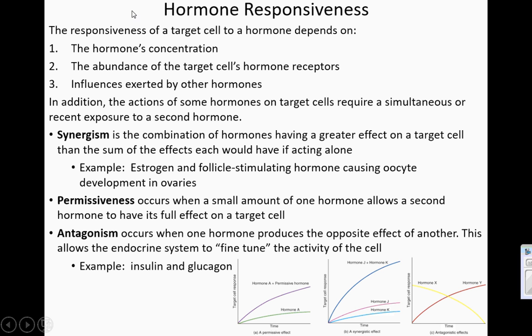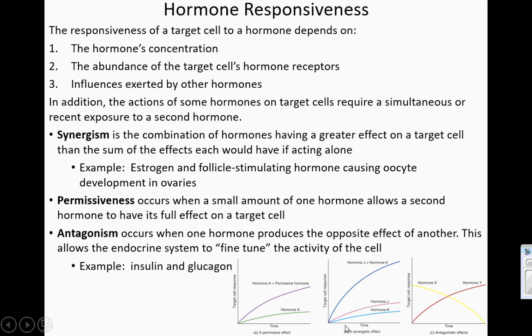And then influences exerted by other hormones, which is kind of what we're talking about down here. In some cases, actions of some hormones on target cells requires a simultaneous or recent exposure to a second hormone. Down at the bottom, we've got three graphs to represent synergism, permissiveness, and antagonism. Synergism is shown here with the letter B, as it's labeled here, a synergistic effect. And we've got two hormones, J and K. Doesn't matter what the actual hormones are.